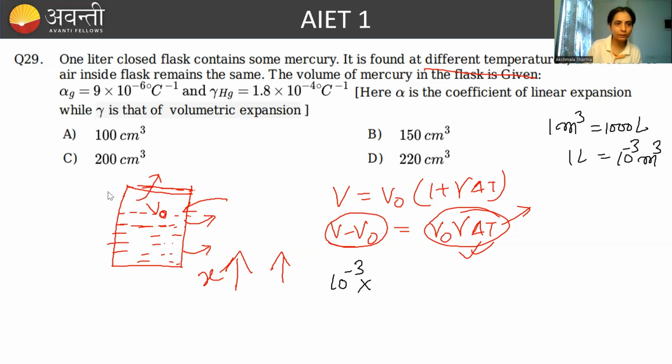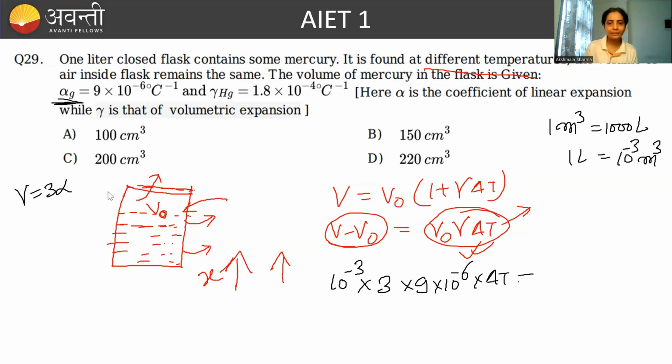Gamma of glass is how much? Alpha of glass is given. So we will convert it into gamma. Alpha and gamma is related how? So gamma is equal to 3 alpha. Alpha is linear expansion coefficient. Okay? So here 3 into 9 into 10 to the power minus 6 into delta T. And this should be equal to the same expression getting used for mercury. So we don't know the volume of mercury, so we write V0 into gamma of mercury is 1.8 into 10 to the power minus 4 into delta T. Delta T will get cancelled.